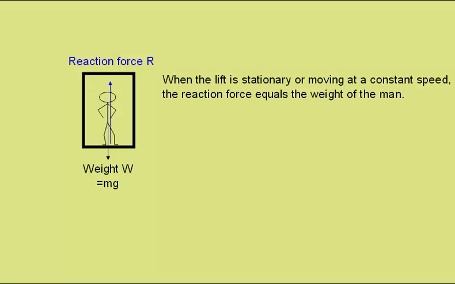Here we have a person in a lift. There will be their weight, W, acting down, which is equal to their mass times the gravitational field strength, and there will be the reaction force, R, acting up. When the lift is stationary or moving at a constant speed, i.e. there is no acceleration, the reaction force will equal the weight of the man. So we can say that R is equal to mg.